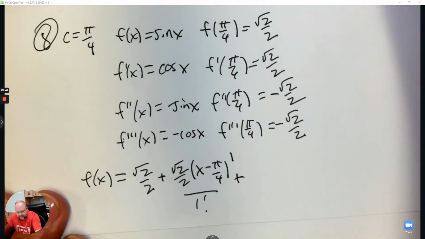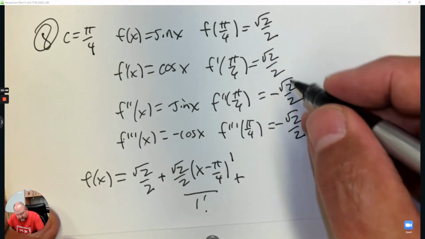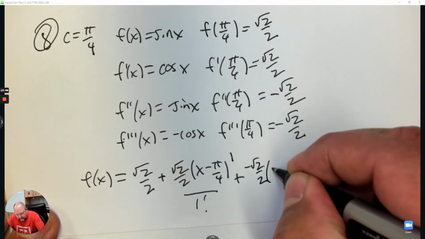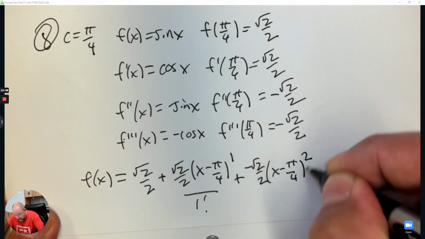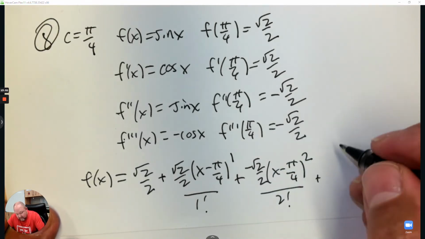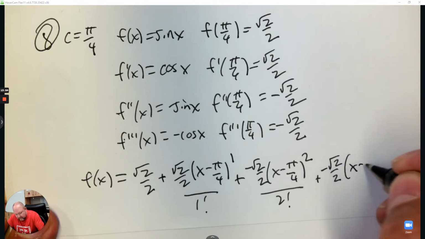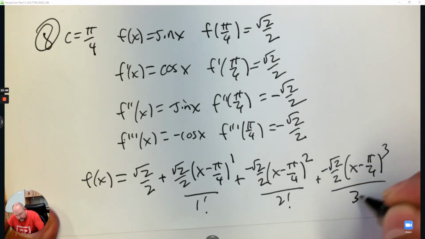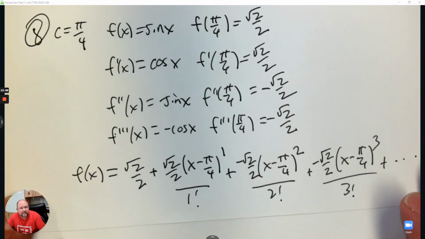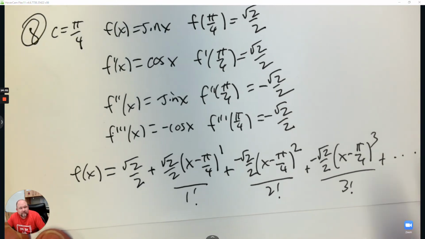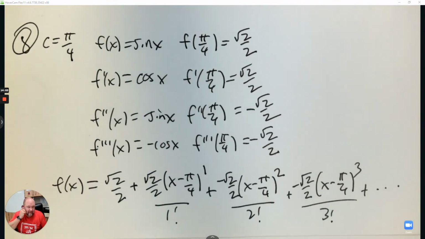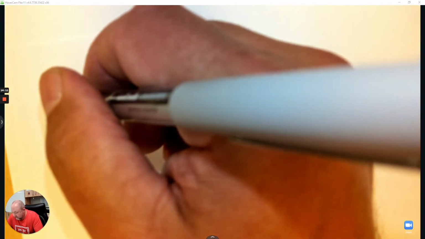Then the next pattern, now it's negative root 2 over 2 x minus pi over 4 to the 2 over 2 factorial. Now it's negative root 2 over 2 x minus pi over 4 to the 3 over 3 factorial, and so on. And then you'd follow that pattern and go back to the beginning again. Number 9. Use the definition of Taylor series. Show 4 terms, zeros don't count, and a general term.